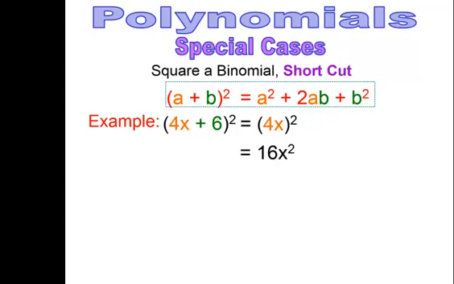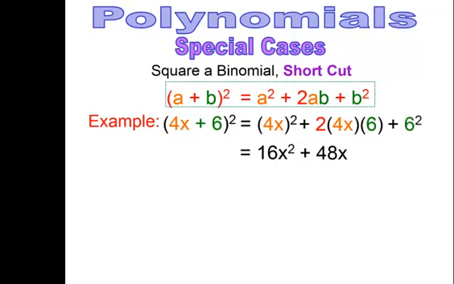Now the middle term is always going to be the a times the b times 2. So a here is that 4x, and the b is 6. So you're going to take 2 and you're going to multiply it to 4x and the 6. So you have 2 times 4x, which is going to give you 8x, times 6, which is going to give you 48x. And then lastly, you're going to take the last term and square it.